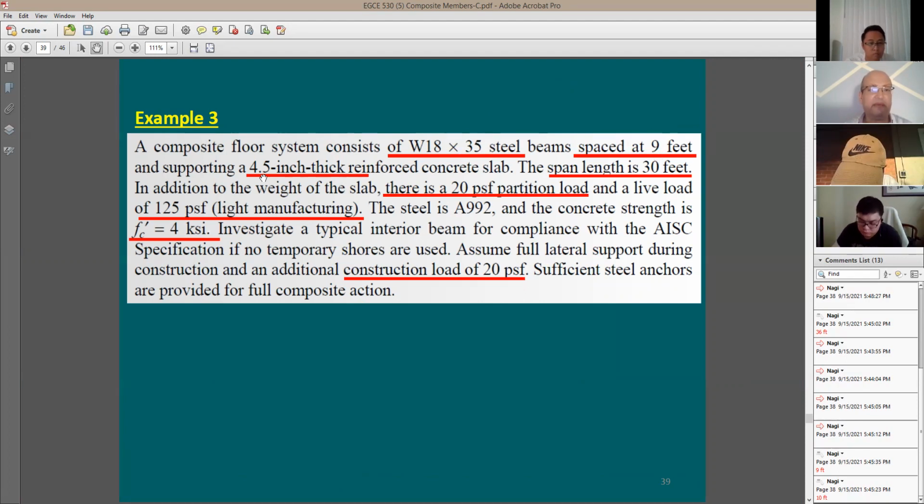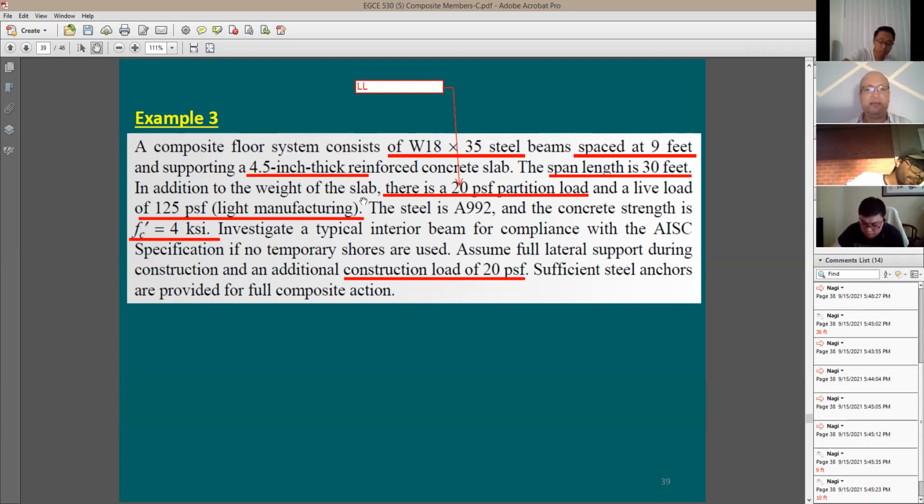The concrete slab is gonna be 4.5 inch thick. I don't have W deck yet in our analysis. It's gonna be all 4.5-inch concrete slab. The span length, which means the span here, is 30 feet. In addition to the weight of the slab, there is 20 PSF partition load. So, okay. What is this partition load? Is this dead load or live load? Let's say partitions. This is gonna be live load.